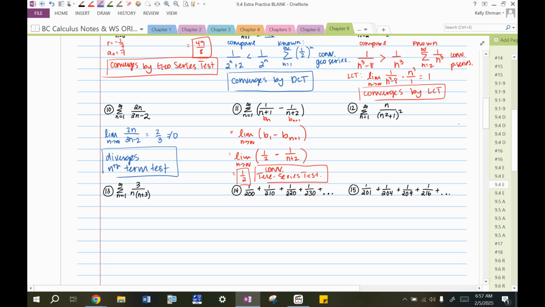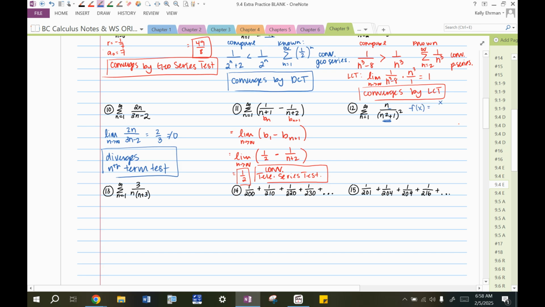All right, for this one, let's see. I can't do partial fractions because n squared plus 1 doesn't have a real number zero. And I can't do a comparison test with this. I guess maybe if I actually squared this out, I could. But I'm also noticing that this is 1 degree higher than this. So that leads me toward the integral test.